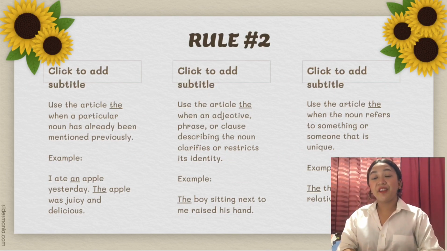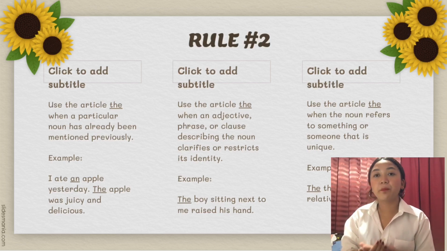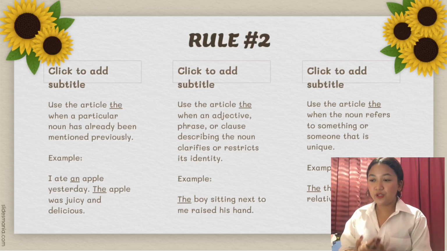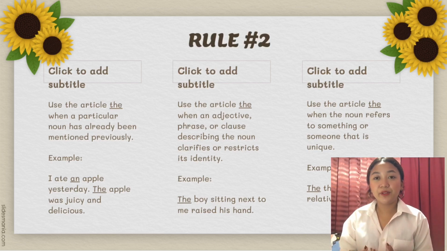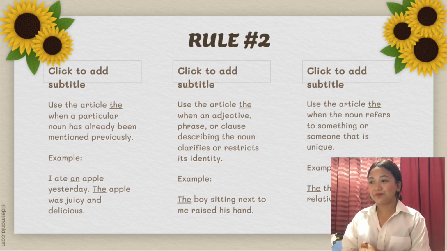Use the article the when the particular noun has already been mentioned previously. I ate an apple yesterday. The apple was juicy and delicious. This is used to lessen the probability of repeating the same word in a sentence to make it more formal.